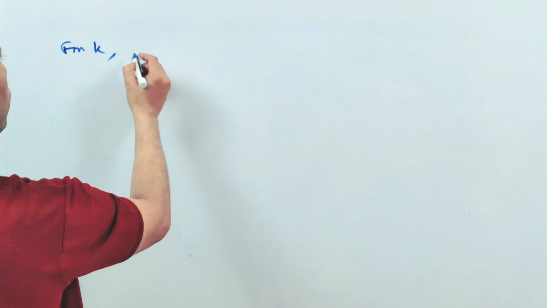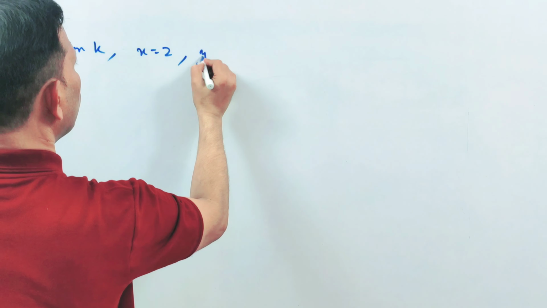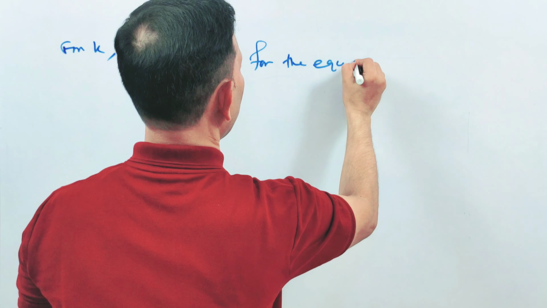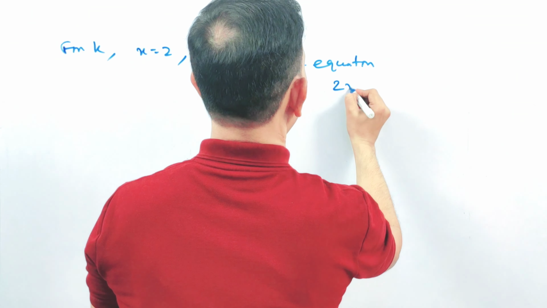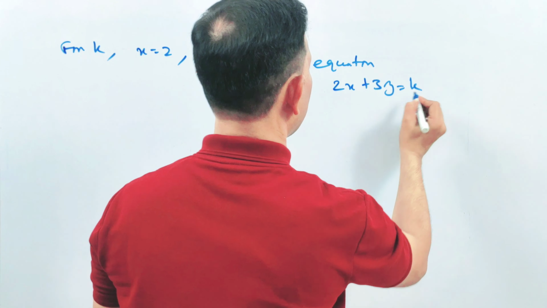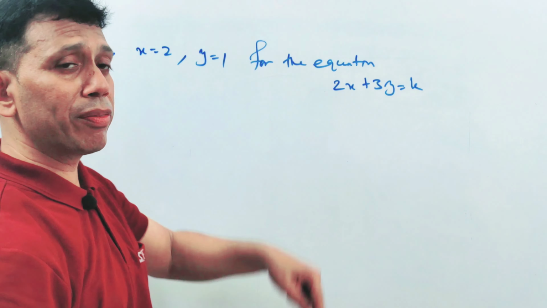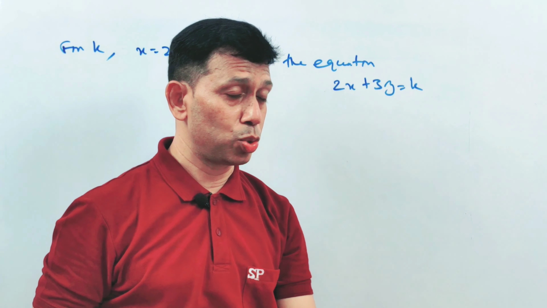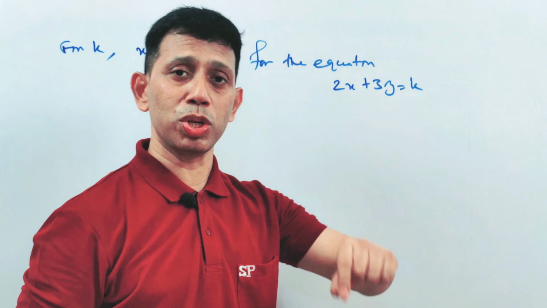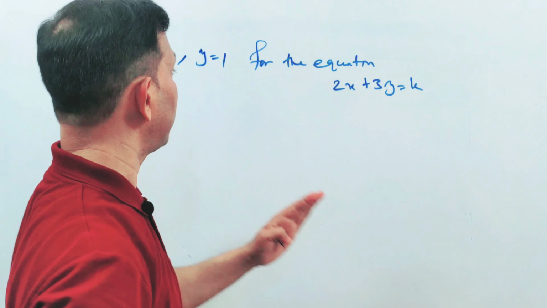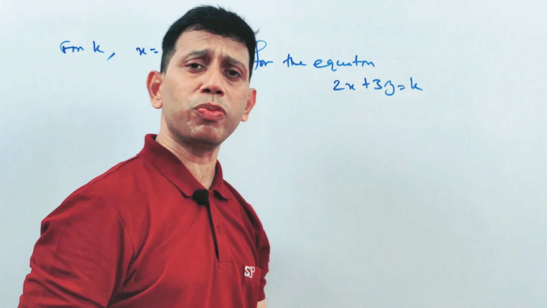Okay, so now another last example we will do for this video. Find k where x is equal to 2, y is equal to 1 for the equation 2x plus 3y is equal to k. This is a different kind of question, isn't it? So the x value and y value we were finding when we were finding the solutions. Here the x value and y value are given. There the solution was different, but here it is given. Now put the values of x and y.